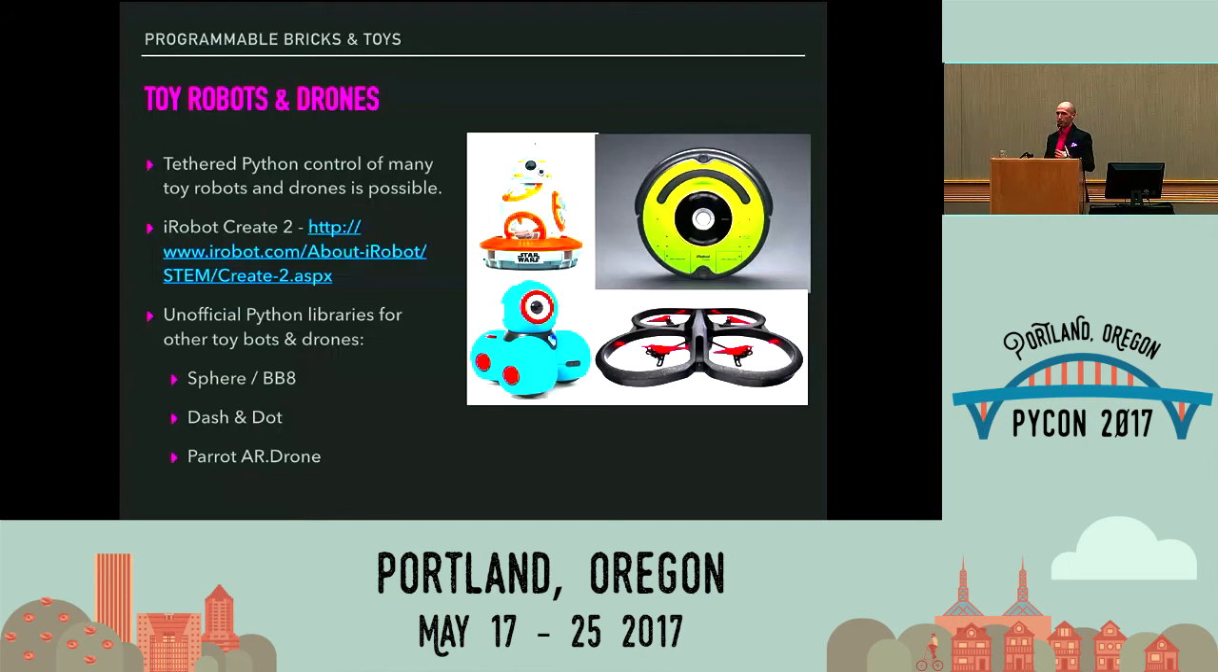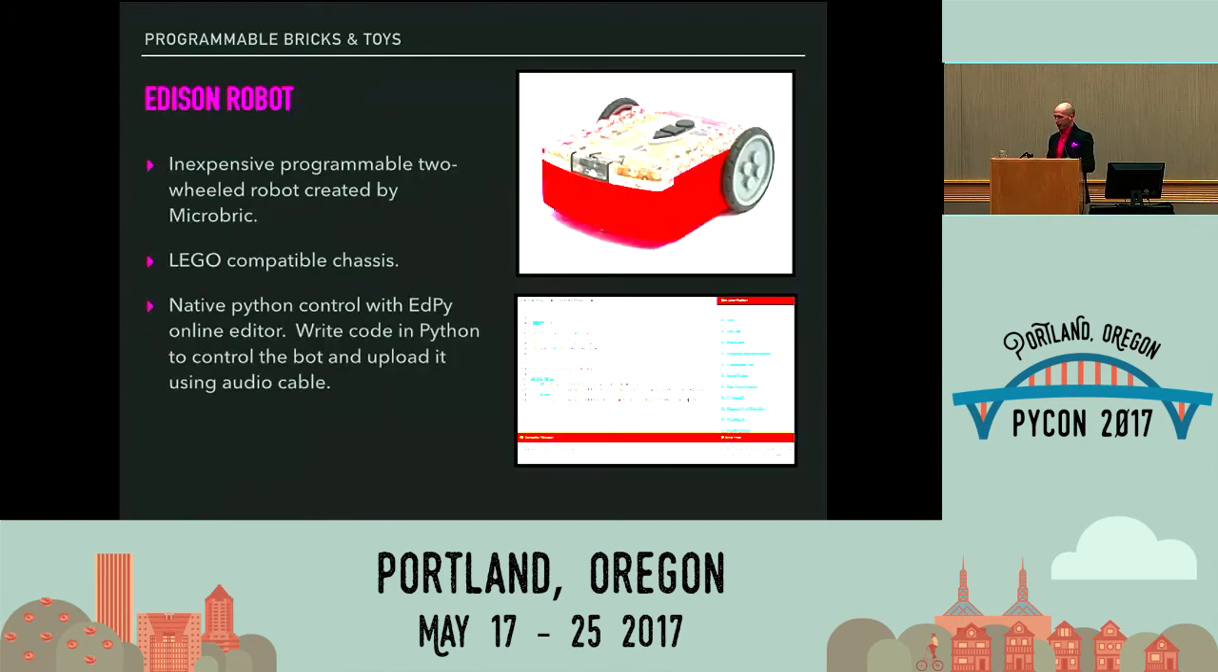Again, that's a tethered example where it's Python on your computer controlling those. And there is a neat little robot that I found that can actually do somewhat native control of Python. This is a robot called Edison, and it's just a little two-wheeled robot, but it also has a light sensor on the bottom here. Normally you can program this with a graphical programming language, but the creators also provide a Python-based editor here, this EdPy environment. You write Python code to control this robot, so you can move it forward, move it left, right, you can read the sensor, and do all of that in Python code.